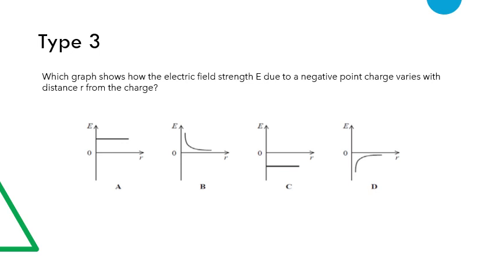In this type, we have to identify the correct graph for the electric field produced by a negative point charge against the distance. As you know, the strength of the electric field is varying, so options A and C are wrong. The correct option would be either B or D. Since here we are talking about a negative point charge, the electric field would be negative. Hence, the correct answer is option D.